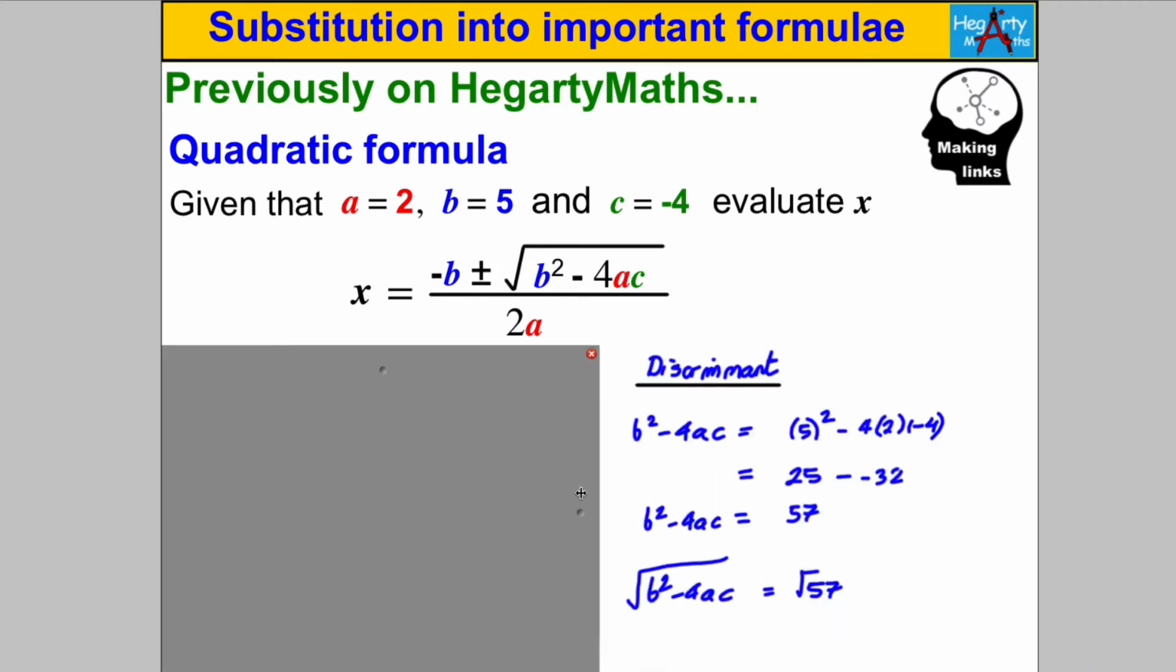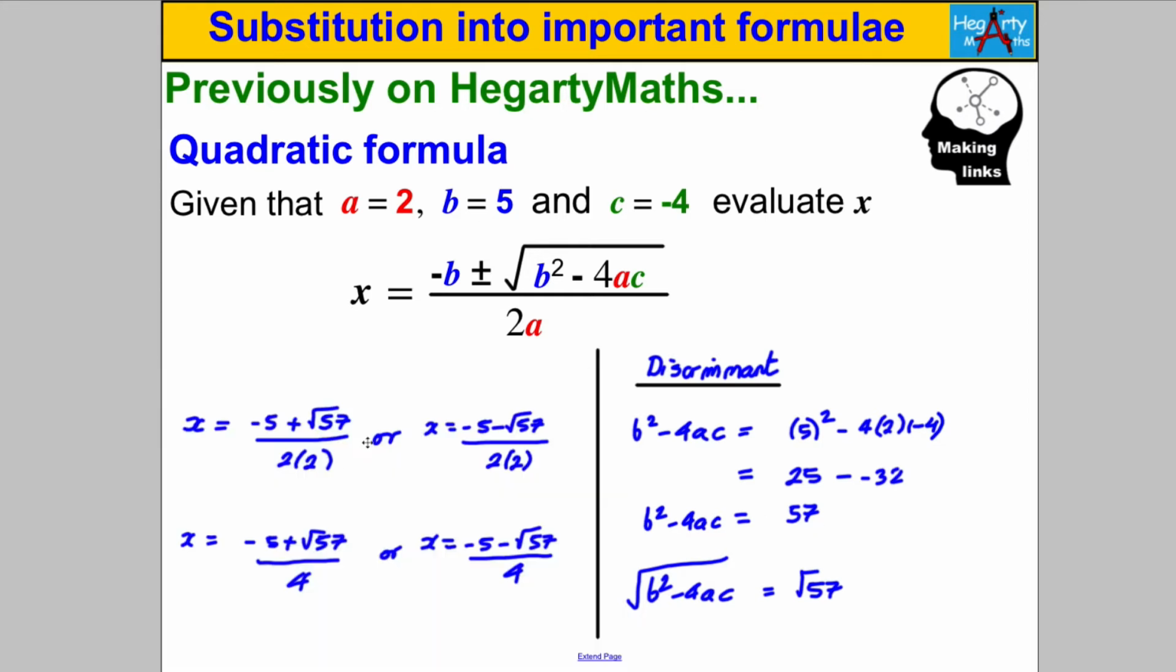The first thing I always want you to work out is this b squared subtract 4ac, which is called the discriminant, and I got it was equal to 57. And therefore I could just substitute in nice and easily then, and I got negative 5 plus root 57 all divided by 4, and negative 5 subtract root 57 all divided by 4. And that's a formula we've got to be super good at substituting into, and my little trick for that was to always work out the discriminant first.